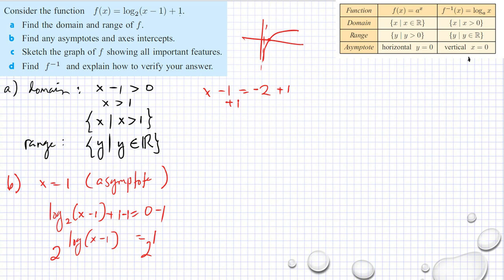Sorry, I missed that. This should be minus 1 there. So we have, this is 1/2, and then plus 1 there, then we have x is equal to 3/2. That's it. So this is now our x-intercept.